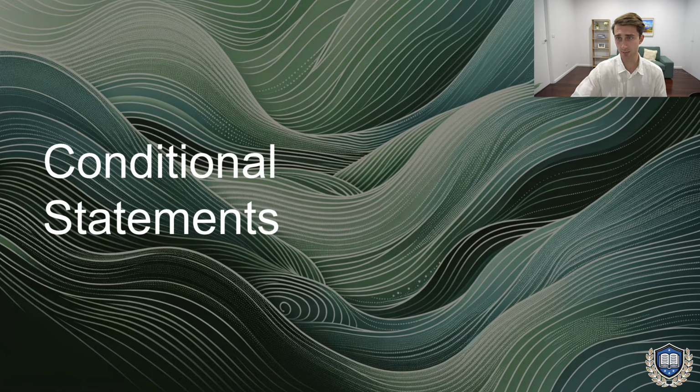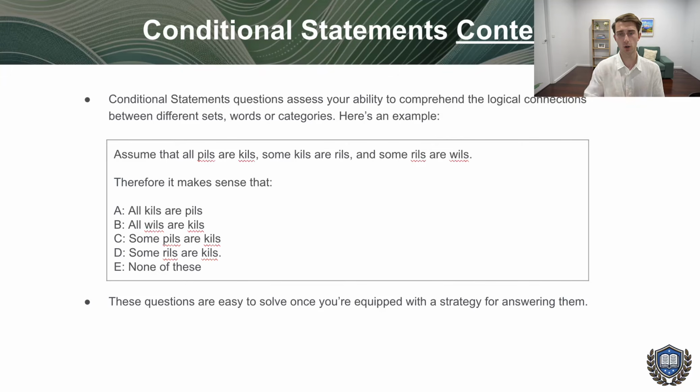Now, conditional statements. This is another type of question that comes up quite a bit on the exam, and it's one that people often find more difficult at the start. What conditional statements questions are actually assessing is your ability to comprehend the logical connections between different sets of words or categories. Here's an example. It says: assume that all pills are kills, some kills are ills, and some rills are wills. Therefore, it makes sense that, and it has a whole bunch of different options.